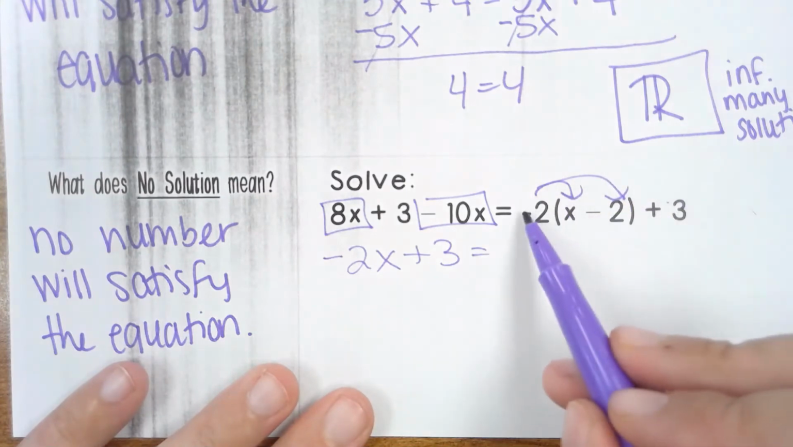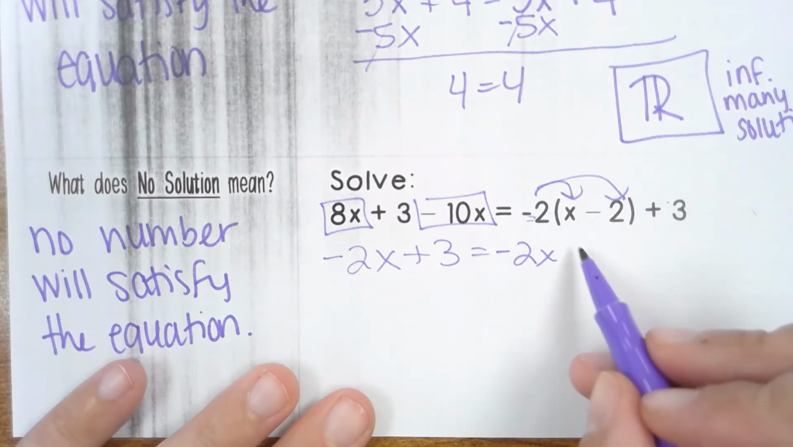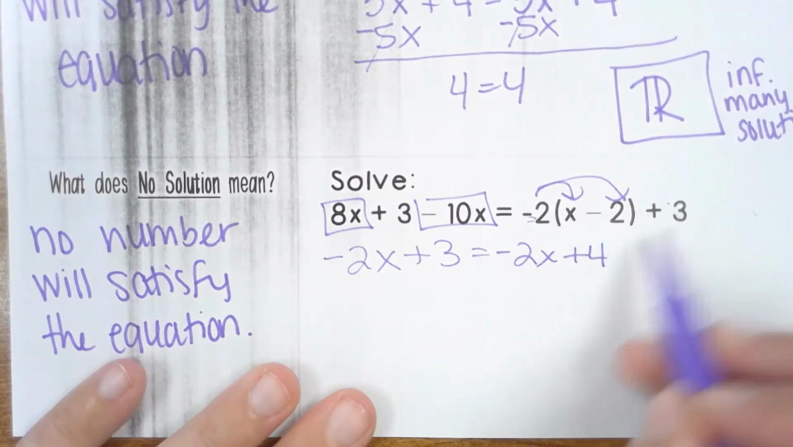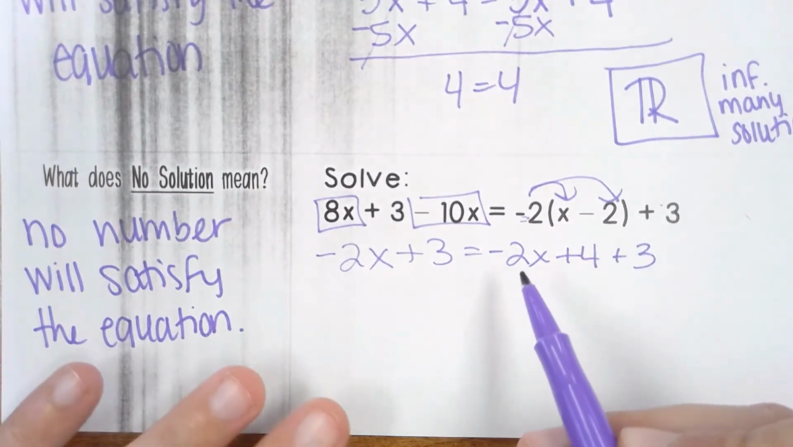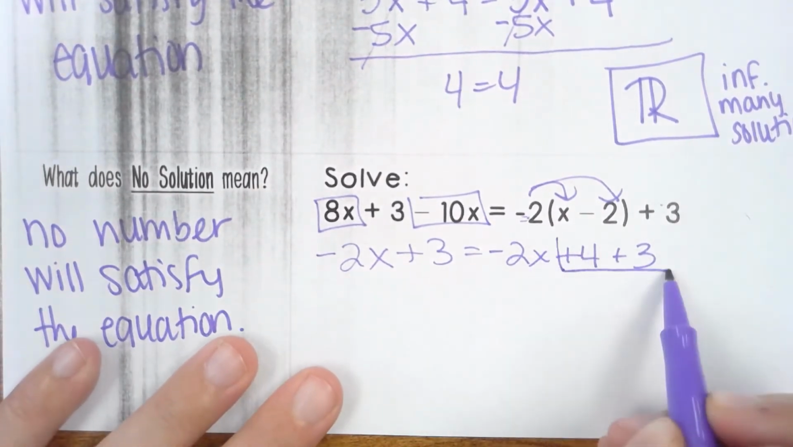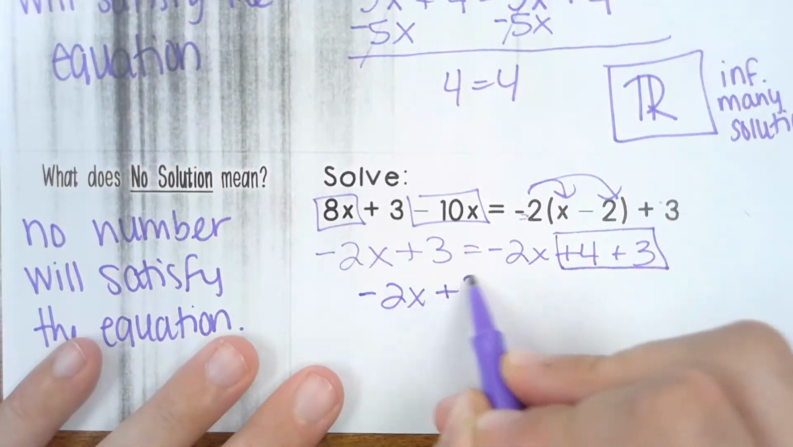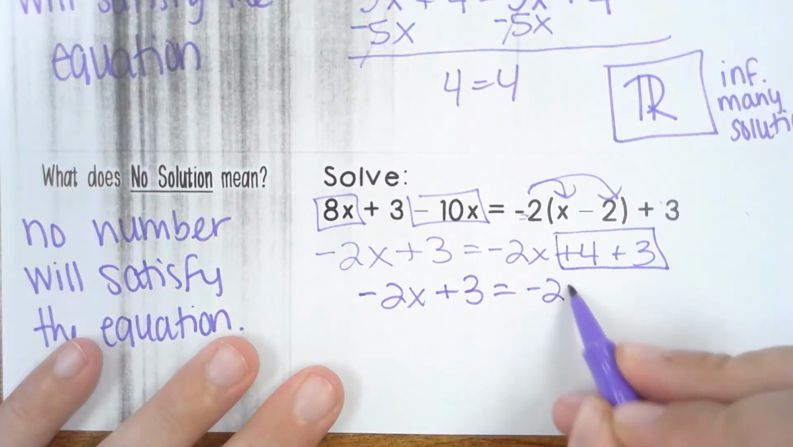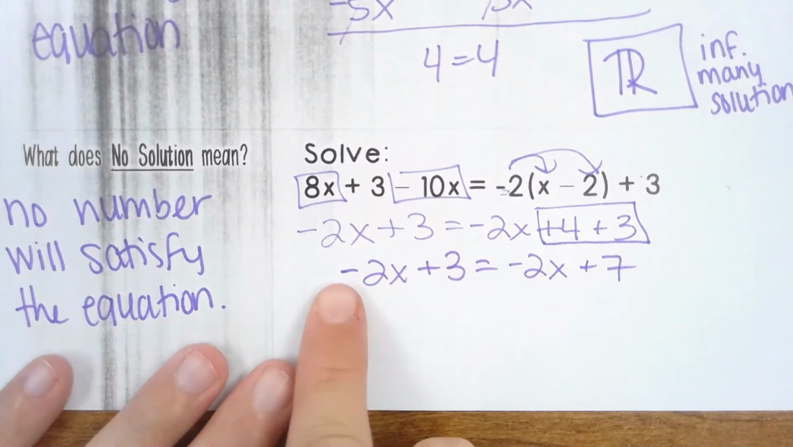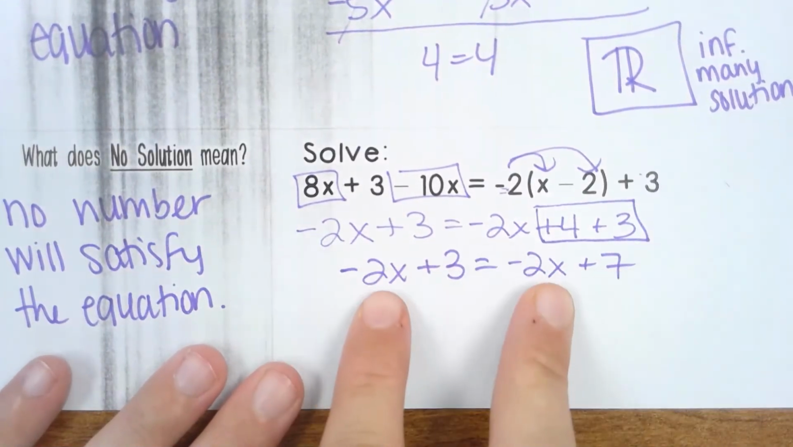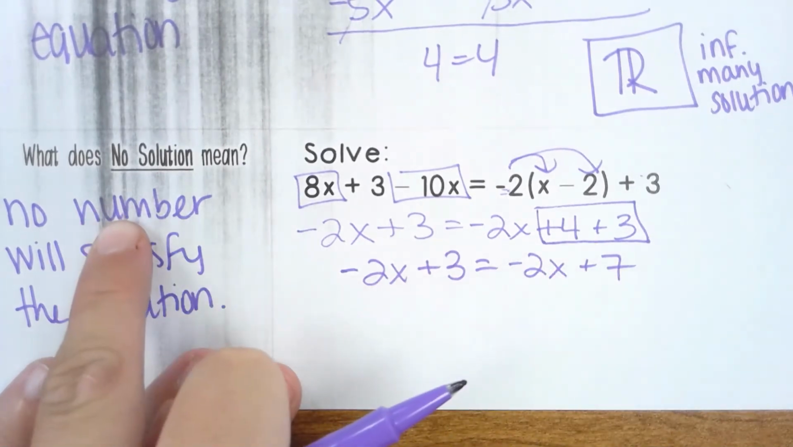Over here on the right, I have a negative 2 times x, which is a negative 2x. Negative 2 times a negative 2, which is a positive 4. And then I still have my plus 3 at the end. On my right side, I can still simplify by adding my 4 and my 3 together because those are constants. So I'm going to have negative 2x plus 3 on the left and a negative 2x plus 7 on the right. Again, guys, as soon as you see same coefficients, different constants, that's your indicator that you'll have no solution.